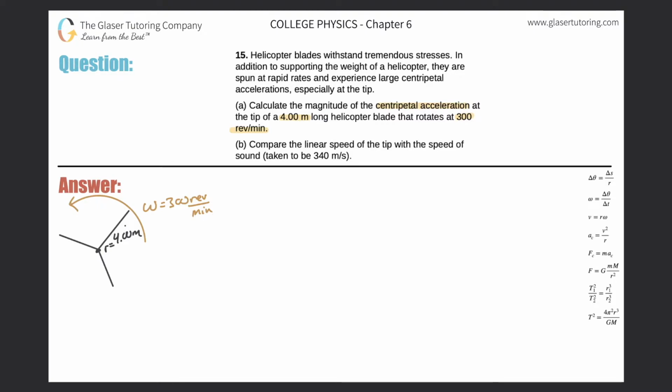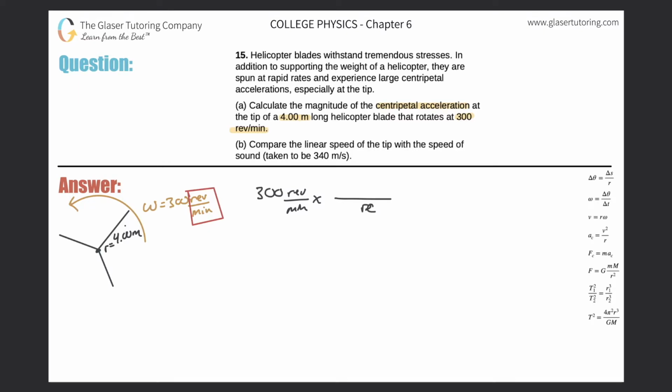We know that that is an angular velocity, but the only problem is the units here are not units that we like to use. In our equations, they have to be radians per second. So the first step is a basic conversion here. 300 revolutions per minute. Simply, revolutions have to cancel.